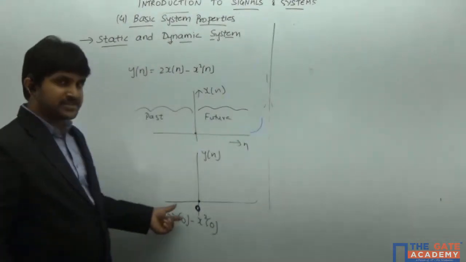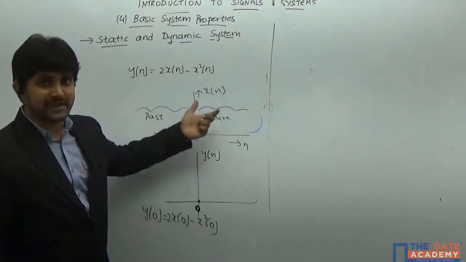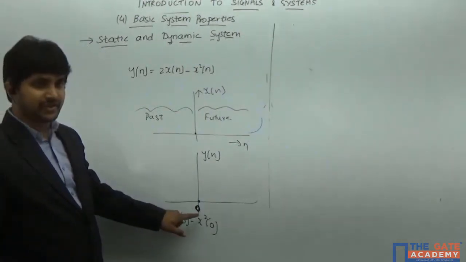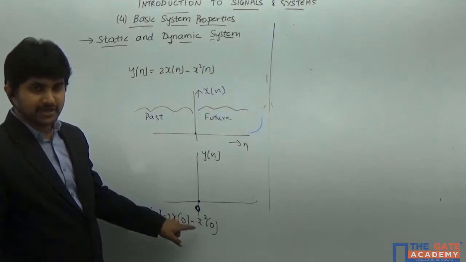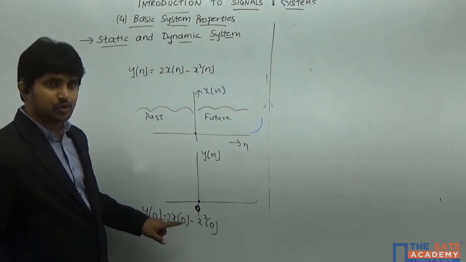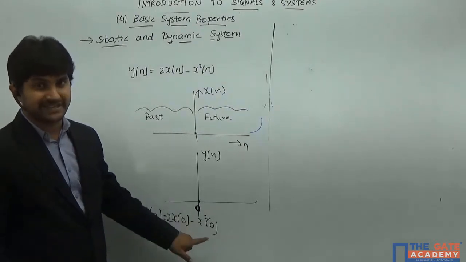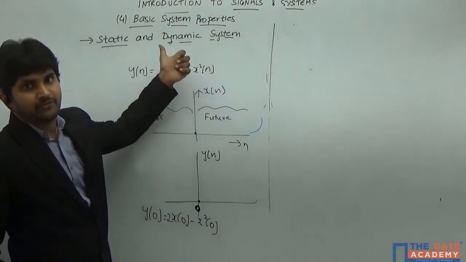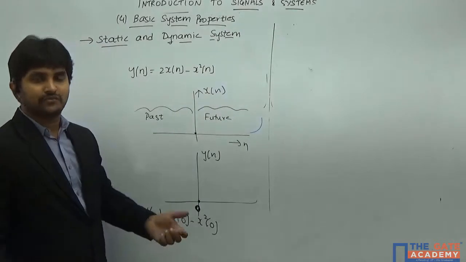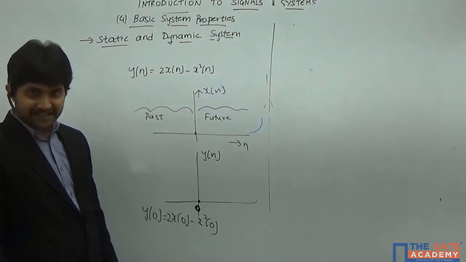So y of 0 is basically depending on x of 0, which is the present value. If you are considering y of 0 as the present sample, it means that x of 0 is going to be the present input value. Your present output is basically depending on the present input. It is not depending on past and future values. Therefore, we call the system a static system.